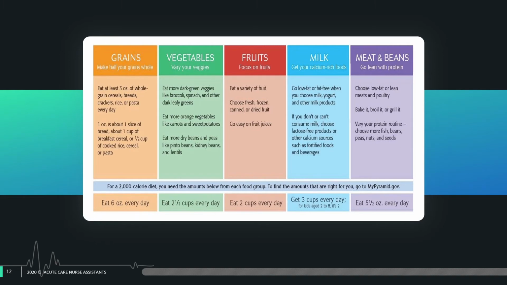Fruits. Focus on fruits. Eat a variety of fruit. Choose fresh, frozen, canned, or dried fruit. Go easy on fruit juices. Eat 2 cups every day.